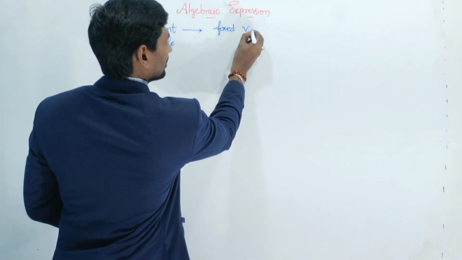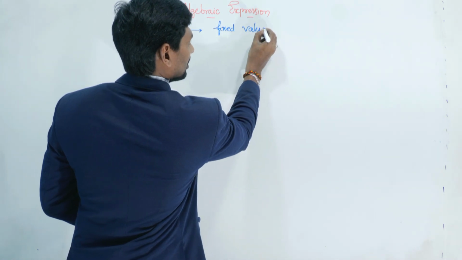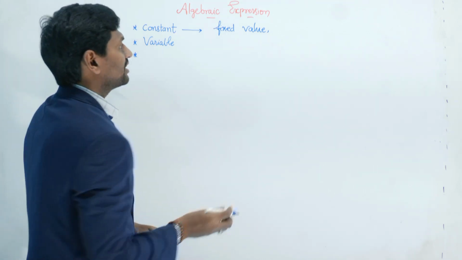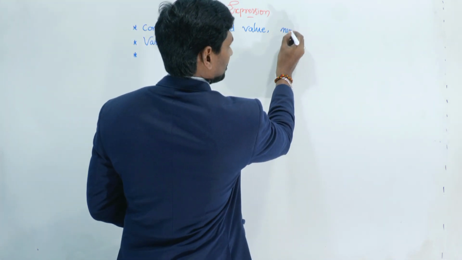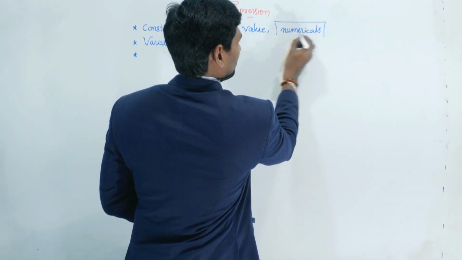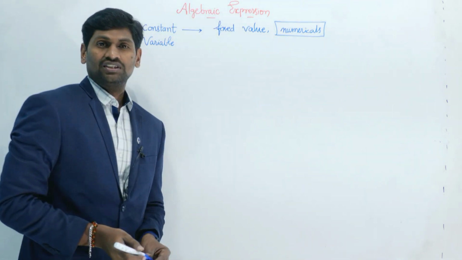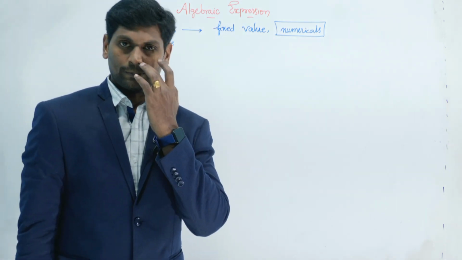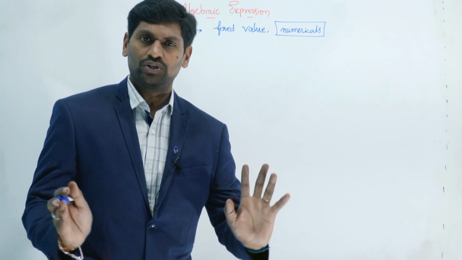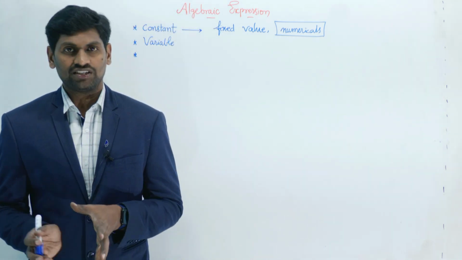Constants are nothing but fixed values. That's why we are representing the constants with numbers. Numbers are nothing but numericals. We are representing the constants with numbers, 1, 2, 3, 4 and so on, minus 2 by 3, minus 3 by 4. Any number you can take because they are all fixed values.